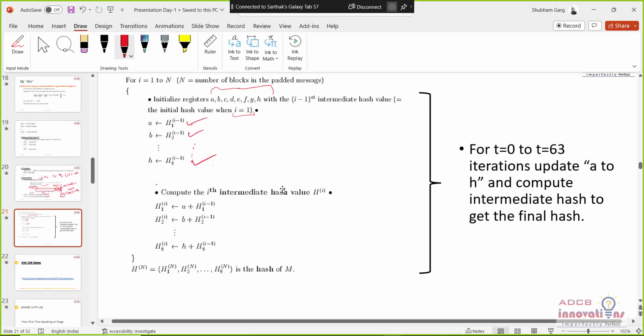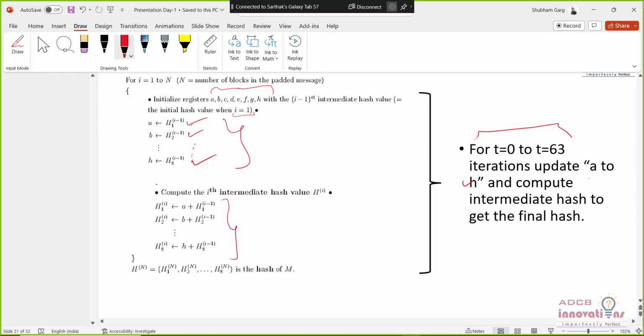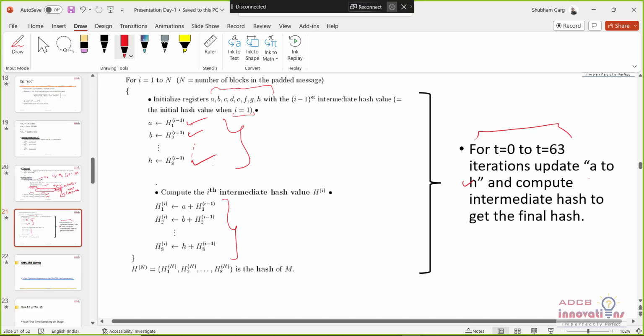First of all, we have our initial hashes. This we have computed, and now for t equal to 0 to t equal to 63 iterations, the values of a to h are updated. According to these equations, this is how the value is getting updated.